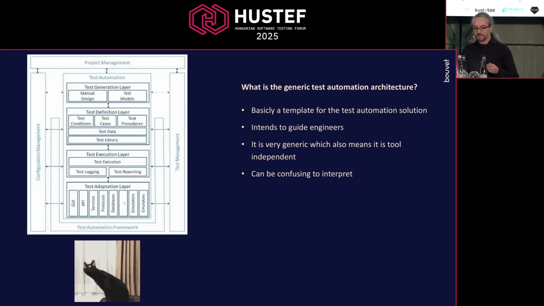In other words, it is a very generic blueprint of a model. That is to say, it is not really about the means, but it is about the goal. It is very generic, which means that it is tool independent. It doesn't matter which tool we want to use, Playwright, Cypress, Selenium, or any other test automation tools. It is going to work pretty well with it. But as I said, it can be really confusing to interpret. But despair not, I'm here to help you today to make sense of it.